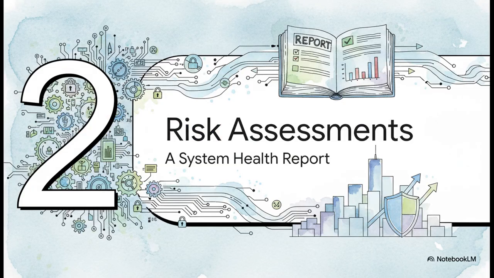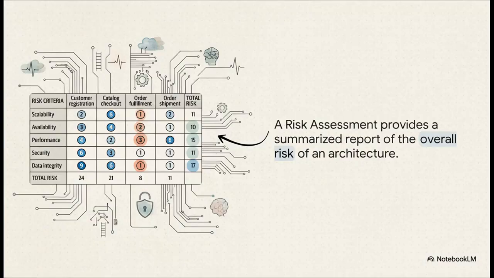So we've got this awesome tool for scoring individual risks. Now let's see how we can build on that to create something even more powerful. Basically, a high-level report card for your entire architecture. This is what a risk assessment looks like. Think of it like a regular health checkup for your system. We take all the key things we care about, scalability, security, data integrity, and we map them against the major parts of our application. And then each little cell in this table gets its own risk score, calculated using that matrix we just talked about.